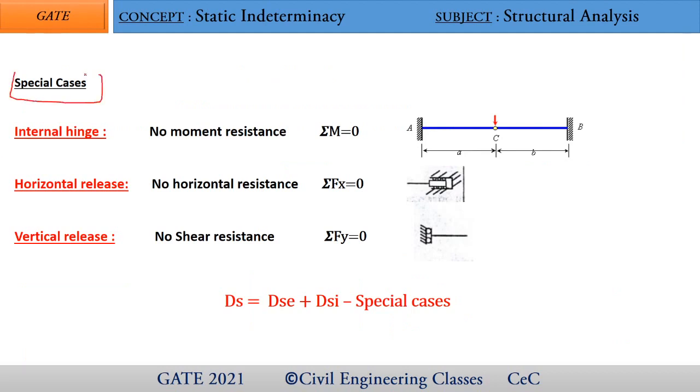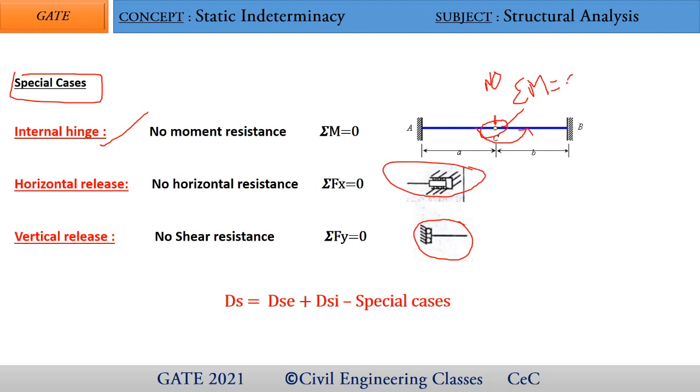Next, we will see some special cases. The formulas we discussed earlier are direct formulas we can use if there is no internal hinge, no horizontal release support, and no vertical release support. But if there is an internal hinge present in a beam or frame, as you can see here, it means there is no moment resistance. Whatever the moment, it will transfer from this member to this member. So the sum of the moments is equal to 0.